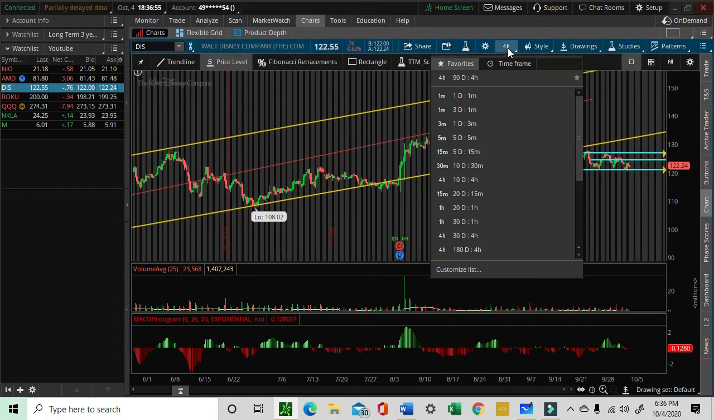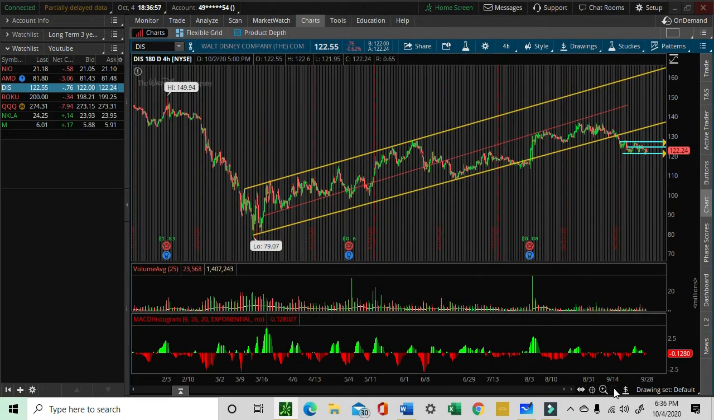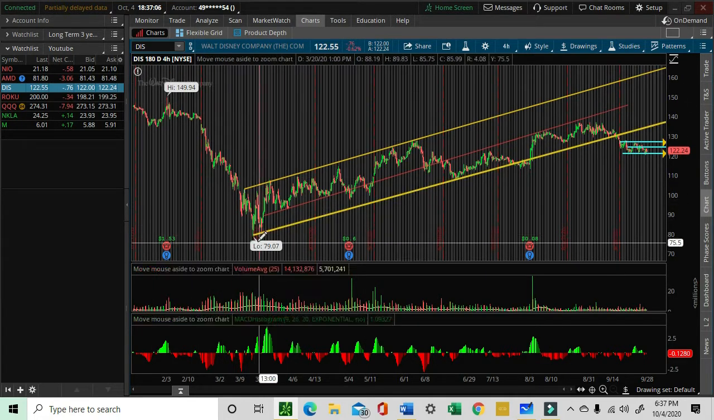Okay, so let's go back to the 180 day. So Disney, trading in that channel, right? It's trading in a channel. If there was only one line, it'd be a trend line, right? Trading in a channel, once coronavirus hit, boom, plummeted.